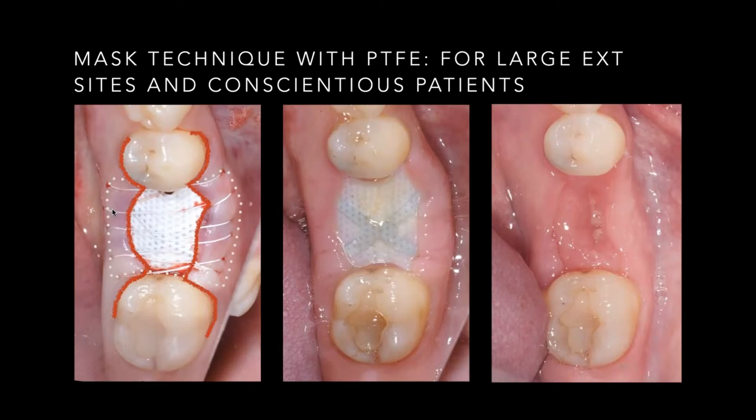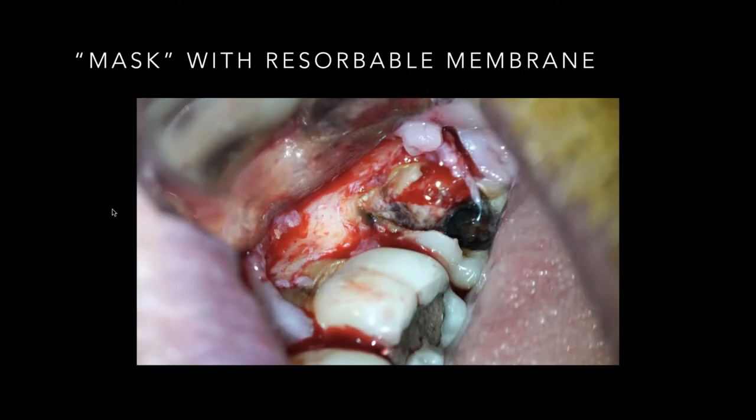Okay. Mask technique, like I said, is the one that we use the most. You can use PTFE, which is basically Teflon, and this is a non-resorbable way of doing it. It's a really fast way to do ridge preservation, because the membrane is nice and rigid, allows you to tuck very well. And it is only really for conscientious patients, because actually this upper part, you can see in the middle picture, it does trap some plaque, and patients a lot of times will complain about a bad smell. Okay. So that was with a non-resorbable membrane.